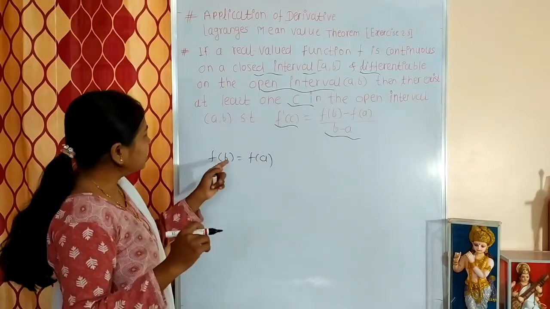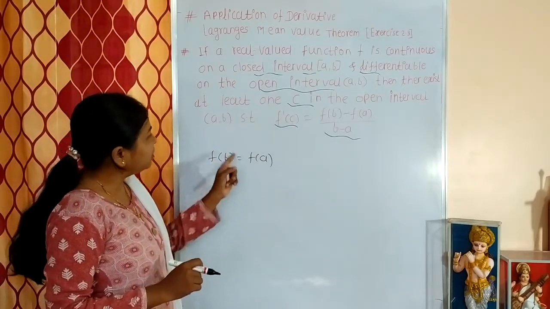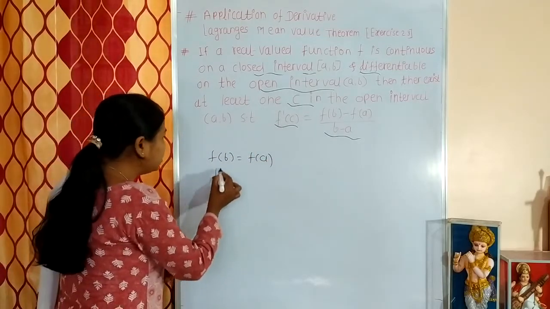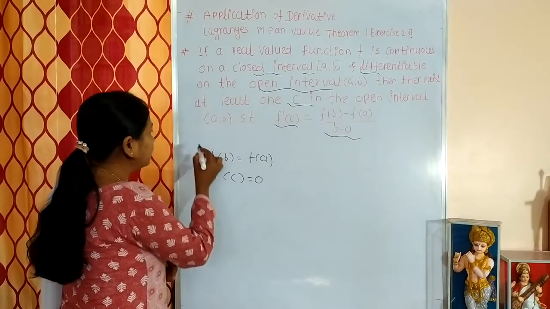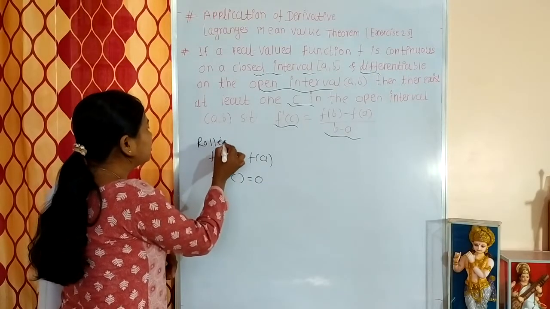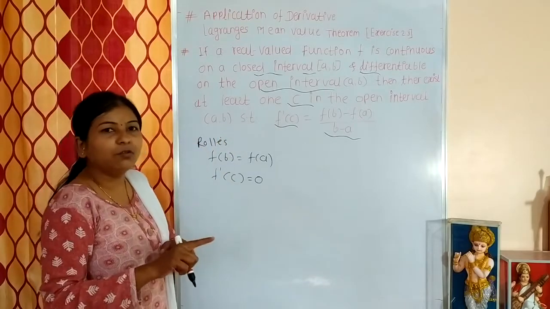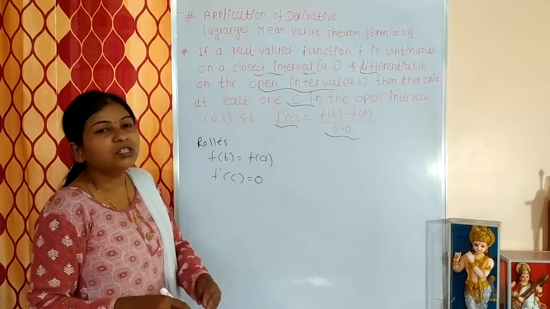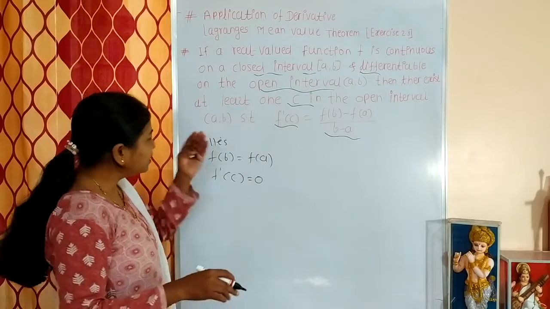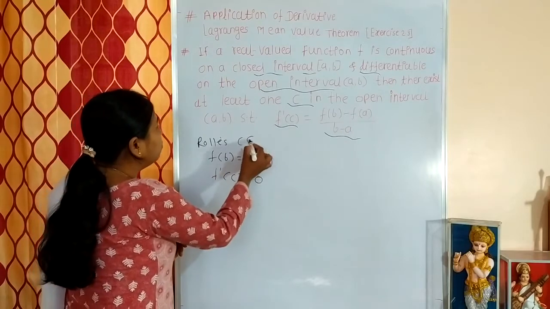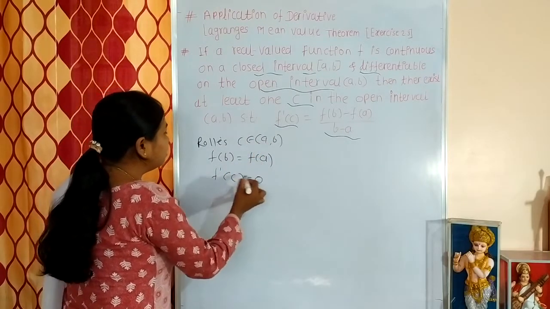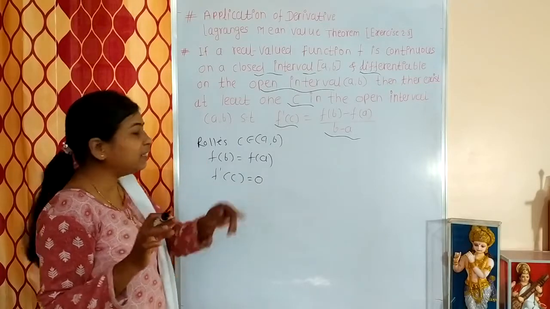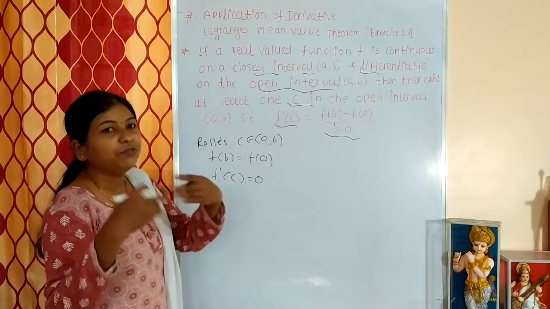Next is Rolle's theorem, that if f of a is equal to f of b, then there exists a point c such that f dash of c is equal to 0. For Rolle's theorem, it is continuous on closed interval, differentiable on open interval, and the value of f of a is equal to f of b. If all these conditions are satisfied, then there exists a point c belonging to the open interval a b such that f dash of c is equal to 0. When these three conditions are satisfied, then we find the point c.